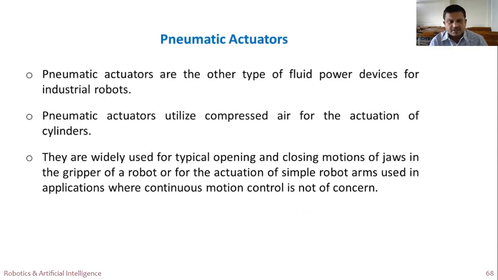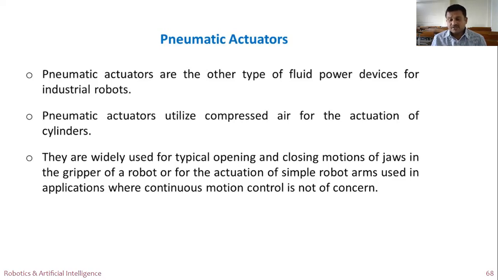Now, pneumatic actuator. Pneumatic actuators are other types of fluid power devices for industrial robots. Pneumatic actuators utilize compressed air for the actuation of the cylinders. They are widely used for typical opening and closing motions of jaws in the gripper of a robot or for the actuation of single robot joints.